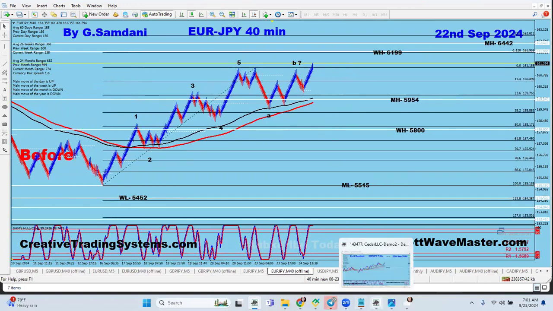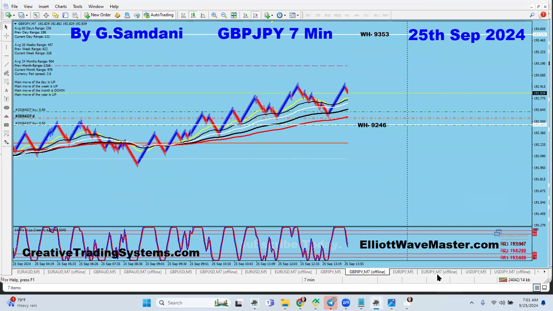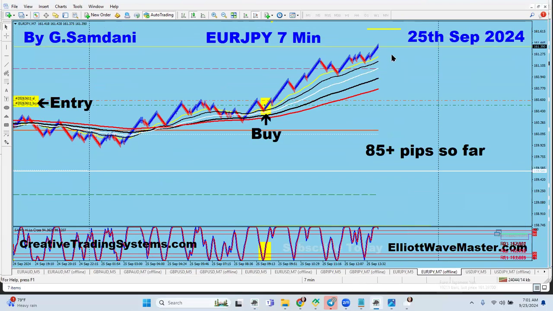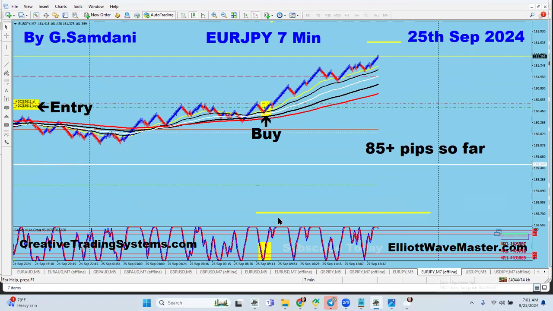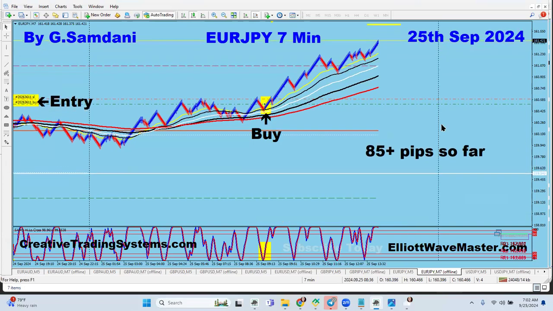The 7-minute chart, euro yen, is this. Okay, so the target upside was this, and the downside was this. If by chance there is news or something and it goes below this wave, then it would go here. But luckily, it went up, nice and clean, to the upside. So far, it's 85 pip from the entry. If you measure from this entry to this yellow line right now, it's 90 pip. So just keep going to the upside.